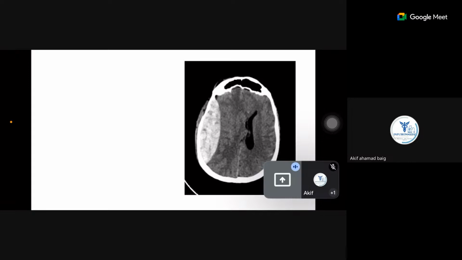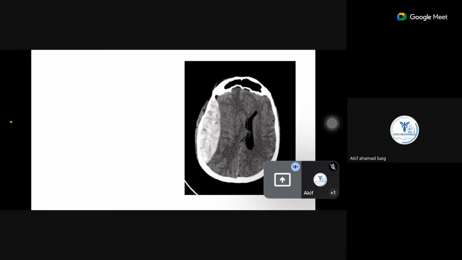So what is this? Is this a CT image or an MRI image? You all can participate. What shape is this? Does it look like a banana or does it look like a pie? Pie spells PIE. Banana, this is biconvex.